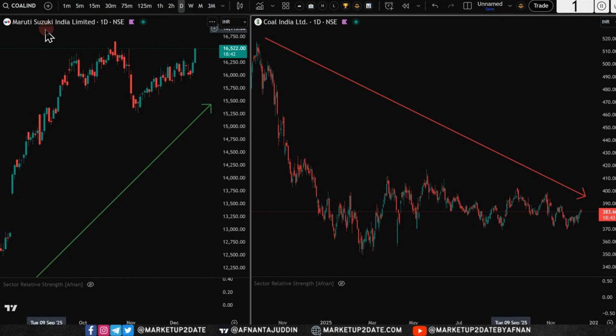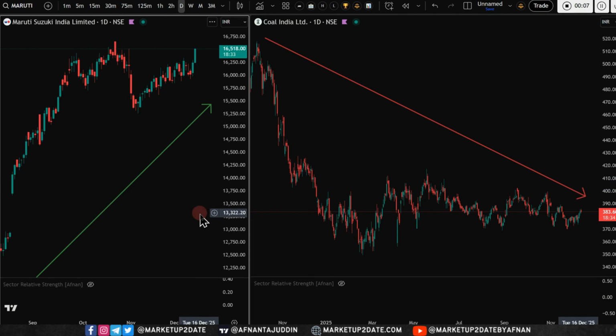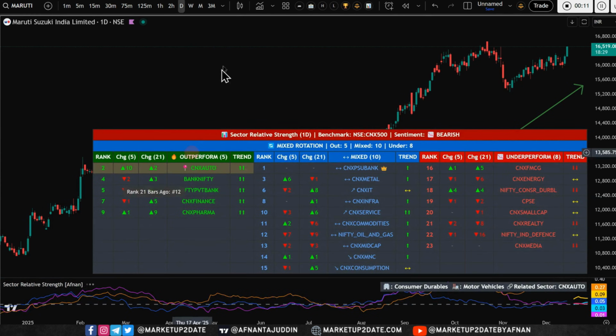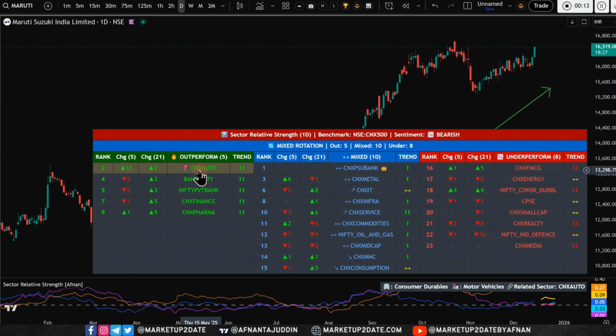Look closely at these two stocks. Maruti Suzuki is exploding upward. All India has been stuck for months. Same market, same conditions, completely opposite results. Why? Because the sector behind the stock decides almost everything. Most traders ignore this, and that is why their trades fail before they even start.